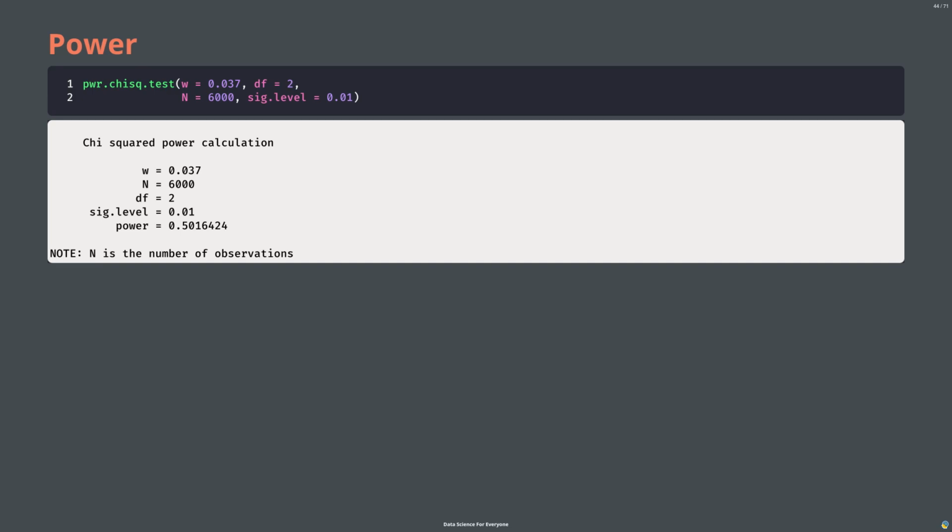Finally, we calculate the power of a test using the power.chi.sq.test function. This time, we use the actual value of W that we just calculated and the real sample size, which is 6000. The result is a number between 0 and 1, showing how likely the test is to detect a real effect. The power is 0.5, which tells us that our test is likely to detect the real effect 50% of the time.